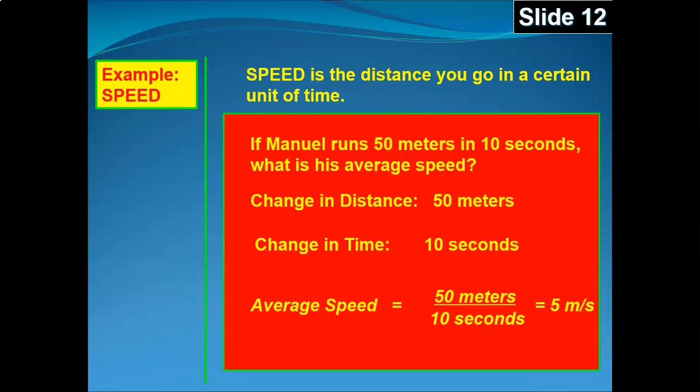Now that doesn't mean that Manuel was running 5 meters per second for the entire 10 seconds. He could have been running 10 meters per second for part of the time and 0 meters per second or 1 meter per second for part of the time, and it averages out. As long as it took him 10 seconds to go 50 meters, that means his average speed is 5 meters per second, but he could have sped up or slowed down during that run.